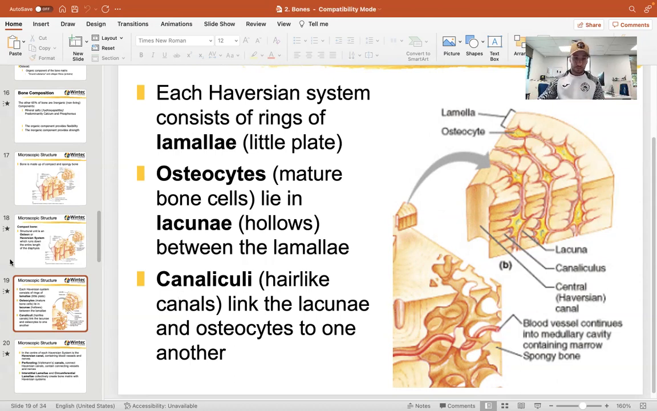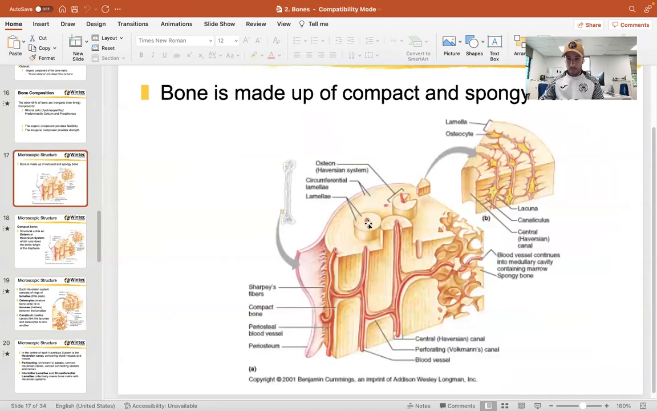Okay, so big pillars, blood vessels, rings, little hollowed out areas, mature bone cells.